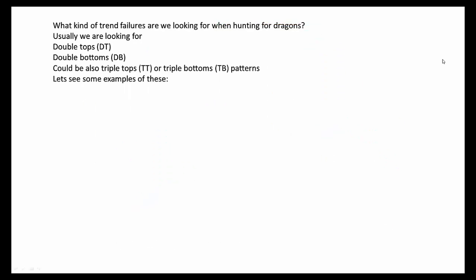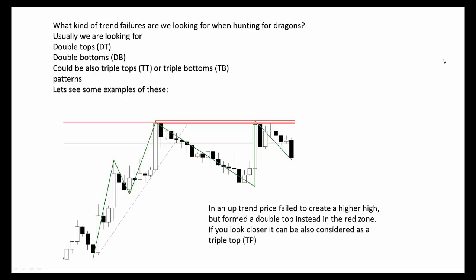So what kind of trend failures are we looking for when hunting for dragons? Usually we're looking for double tops, double bottoms, but it could also be triple tops or triple bottoms. Let's see some examples of these. In an uptrend, price failed to create a higher high, but formed a double top instead in the red zone. If you look closer, it can also be considered as a triple top.